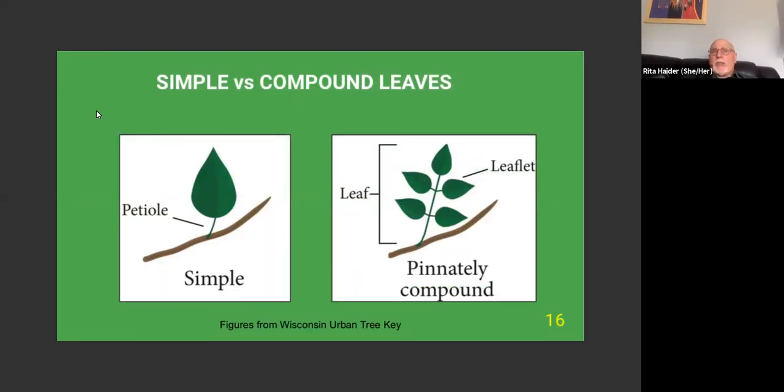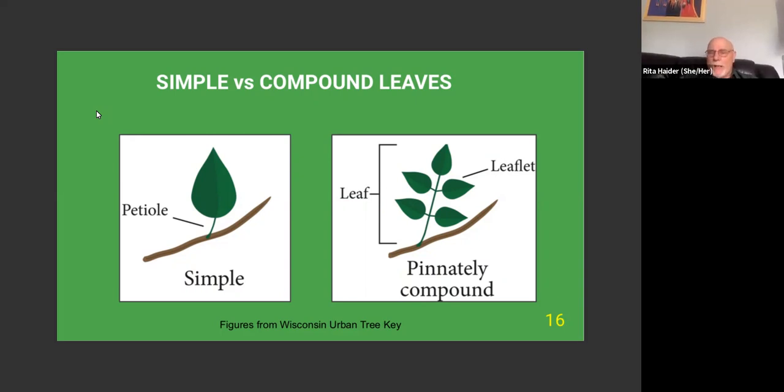Okay, so the next question you'll be asked is, are the leaves simple or are they compound? A simple leaf is attached directly to the twig or the branch, or maybe even directly to the trunk with its own stem. The official term for the stem is the petiole. And that leaf falls off with its little stem or petiole at the end of the year.